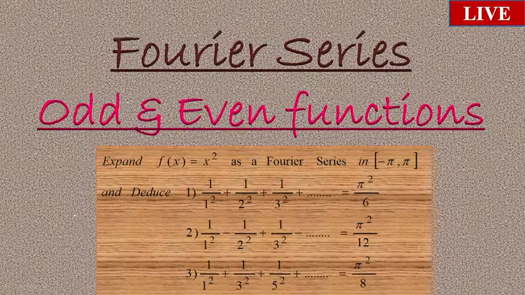In this video, let me see an example under odd and even functions in Fourier series. For that, let me take an example. Expand f of x equal to x squared as a Fourier series in the closed interval minus pi, pi and deduce the following three series from that.